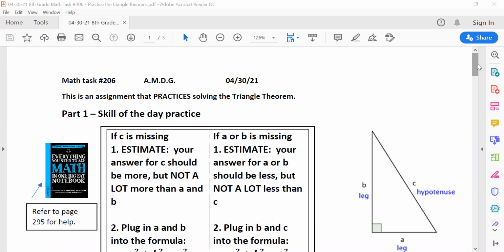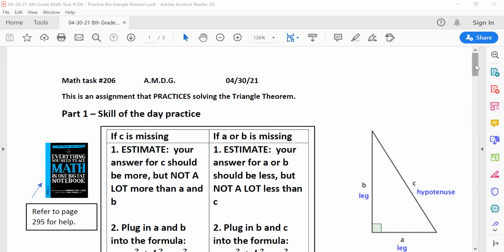Earlier this week, we learned how to find C using the triangle theorem. In other words, how do you find the length of the hypotenuse of a right triangle using the triangle theorem? Today, we're going to do something very similar, but instead of trying to find C, we're going to see how you would find B if it was missing.